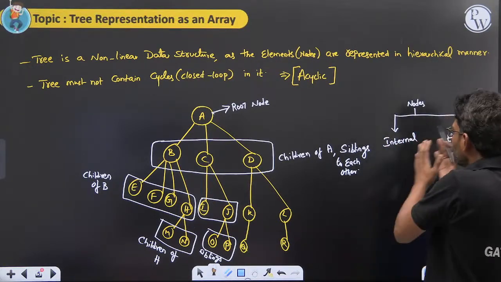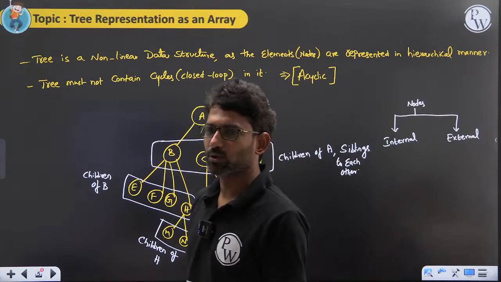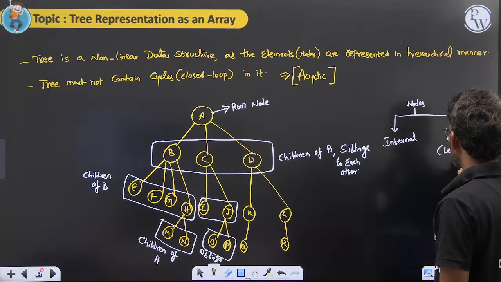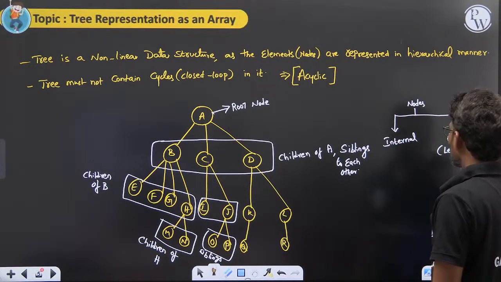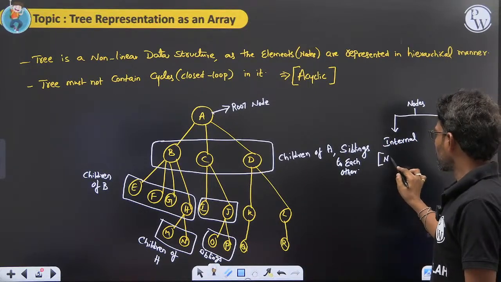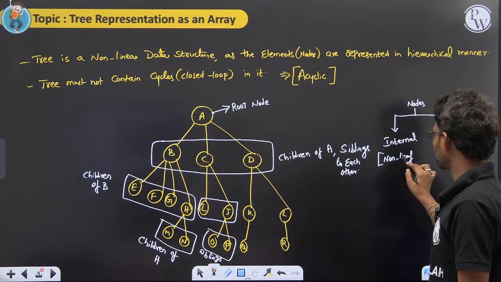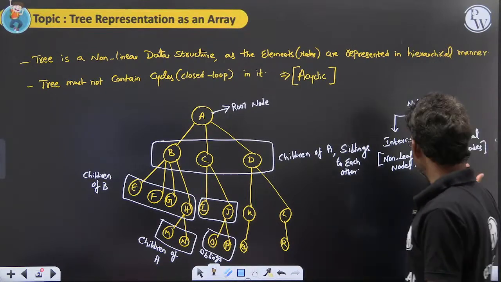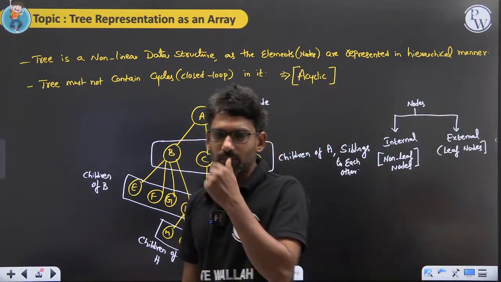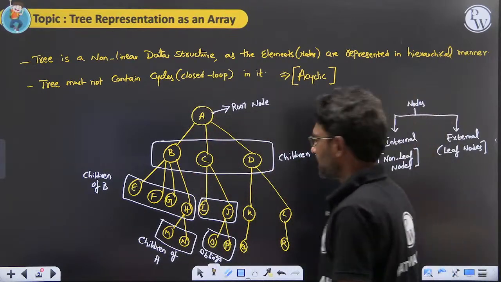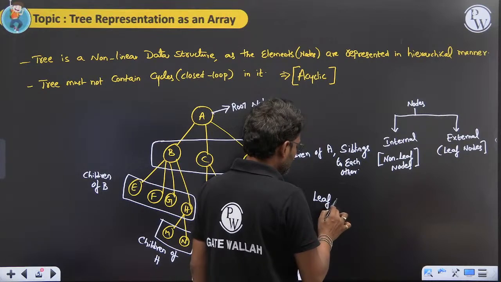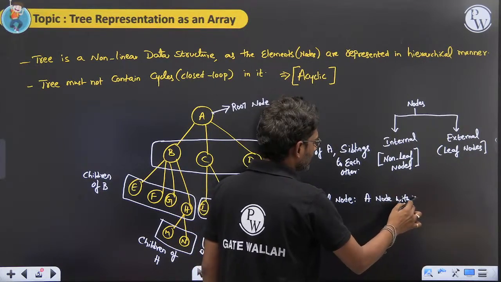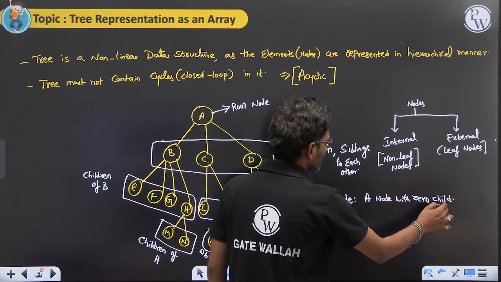Okay. Now, the nodes can be categorized into two types as internal nodes, external nodes. External nodes are also known as leaf nodes, and internal nodes are also known as non-leaf nodes. Leaf nodes, non-leaf nodes. Now, what is a leaf node? Leaf node is the one which has zero child. A node with zero children. That is what you can say as leaf node.